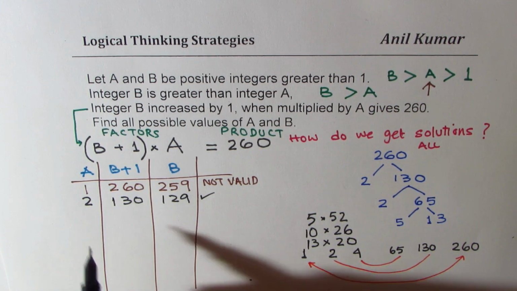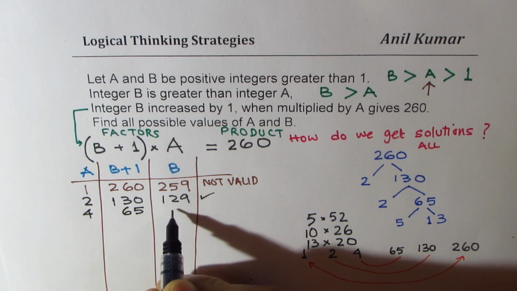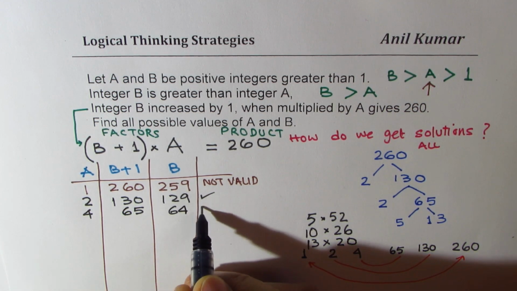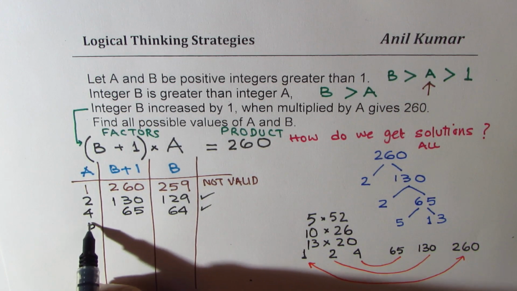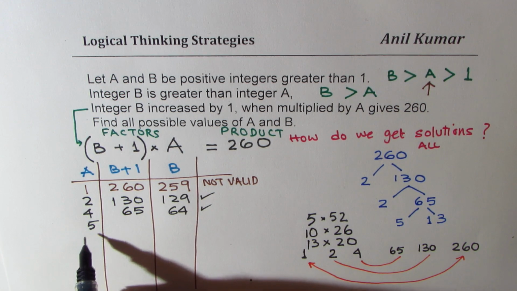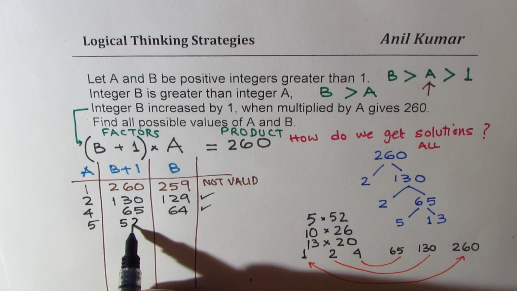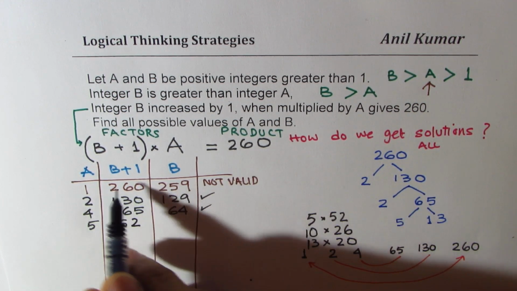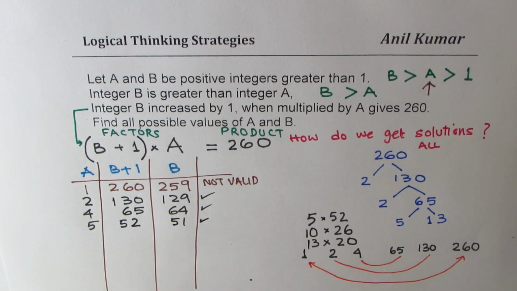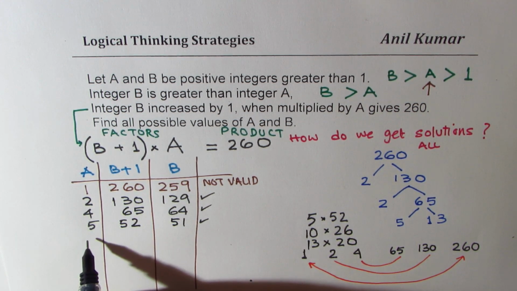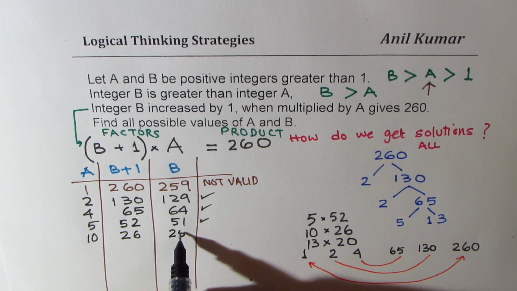Then we have 4 times 65. 1 less than 65 is 64. So that is also a valid answer, right? Then we have 5 times 52. Always write the smaller number for A since we know B is greater than A, correct? So 5 times 52 is again 260. 1 less than 52 is 51, correct? Then we have 10 times 26, and 1 less than 26 is 25.